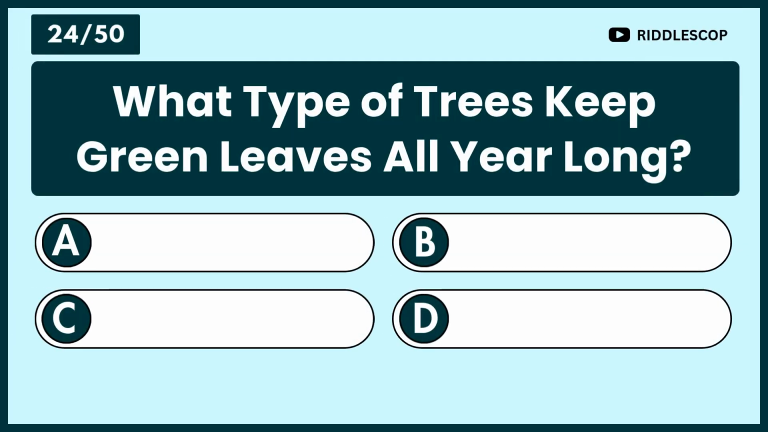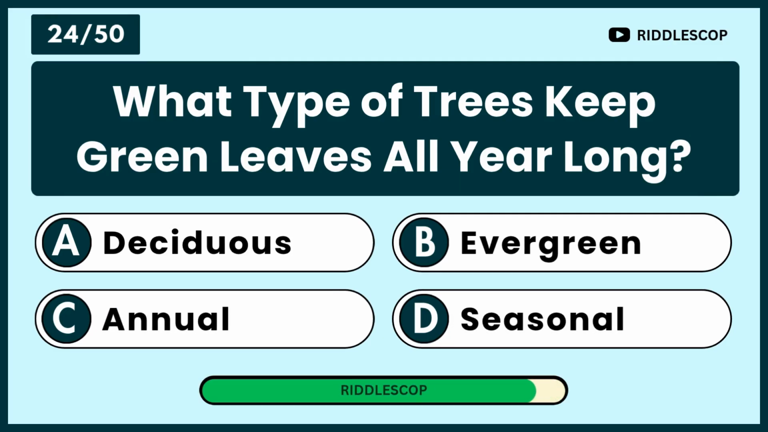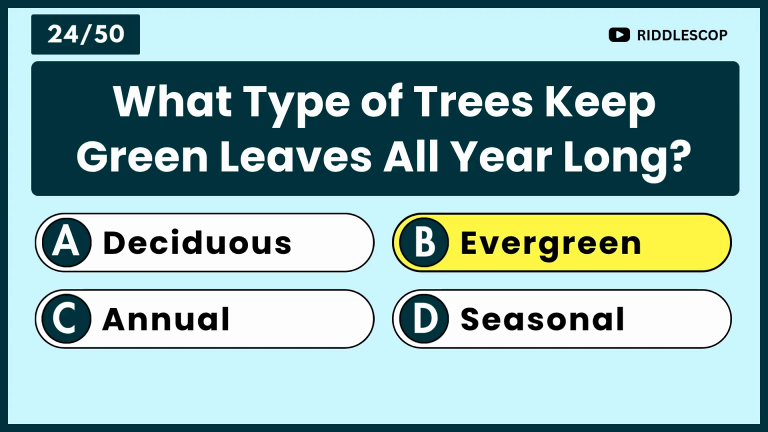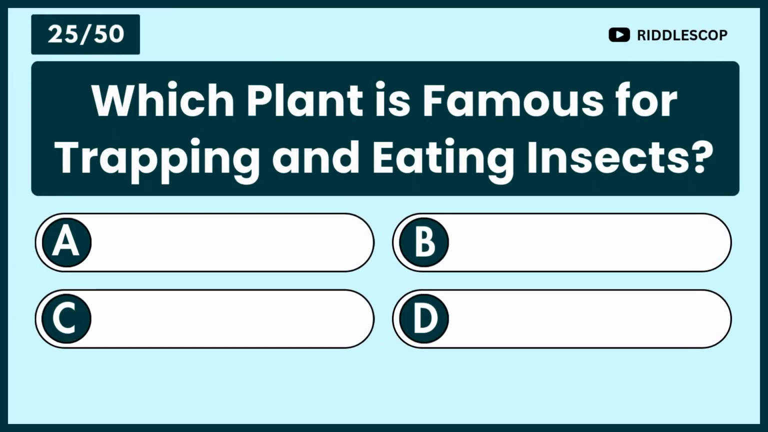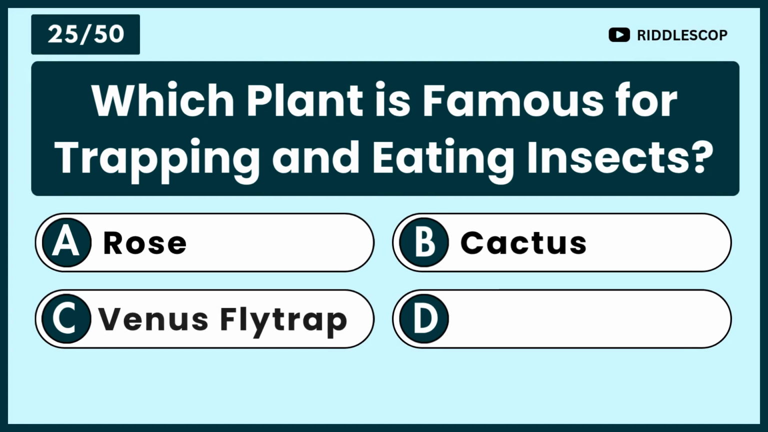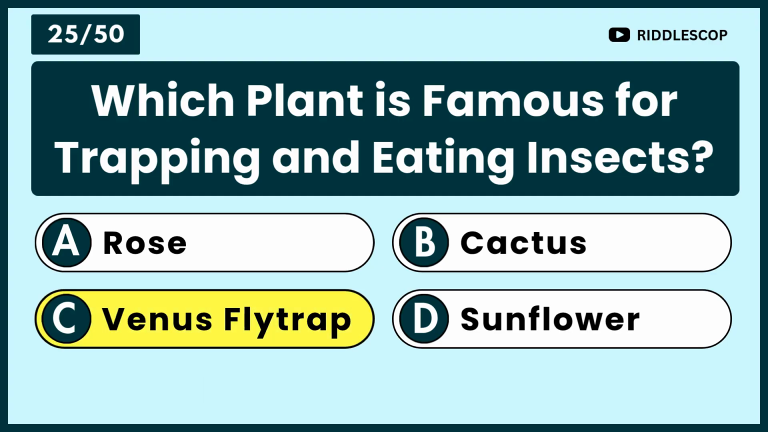What type of trees keep green leaves all year long? Option B. Evergreen. Which plant is famous for trapping and eating insects? Option C. Venus flytrap.